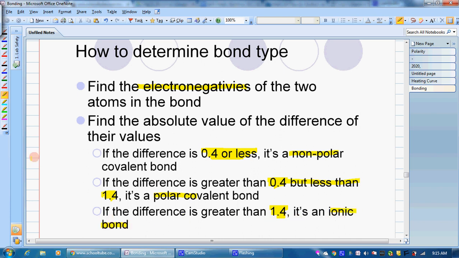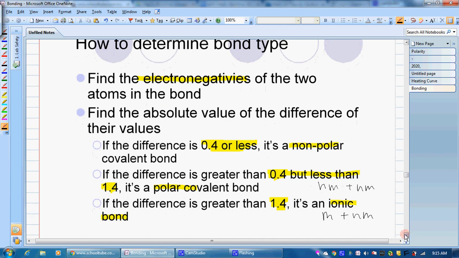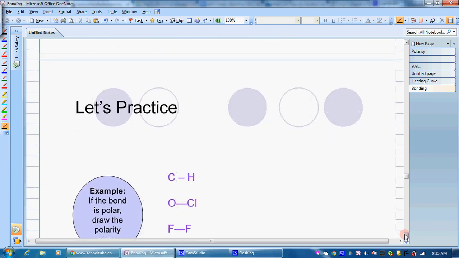You have to be really careful and remember that an ionic bond is going to be a metal plus a nonmetal. So you also have to look at that. If it's greater than 1.4 and it's not a metal and a nonmetal, it's going to be polar covalent. So if it's two nonmetals, it has to be covalent still. When you get close to these differences, you still have to look and see what the bond is made up of.